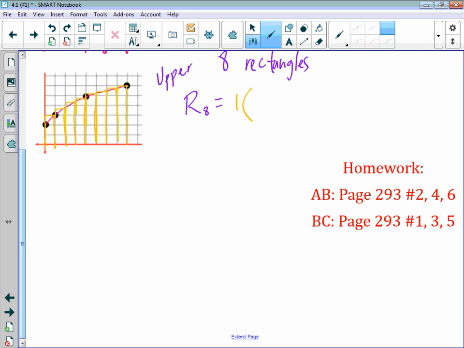So is this over or under? Over, right? I've got all this little extra stuff up here, so it makes it an overestimate. So that's something else that you could write.